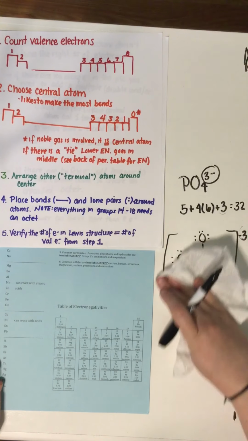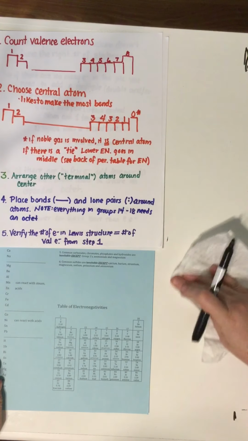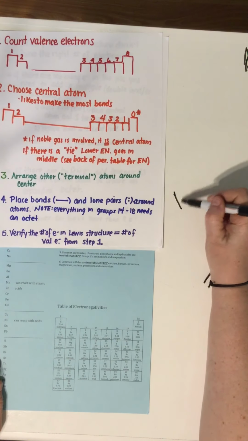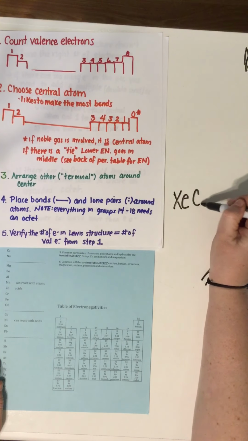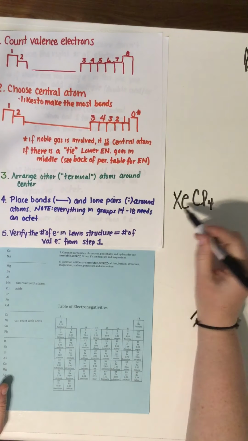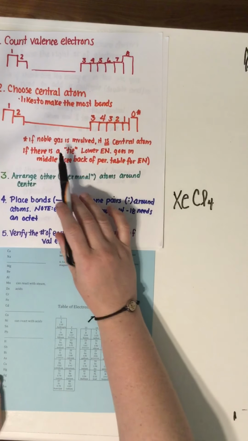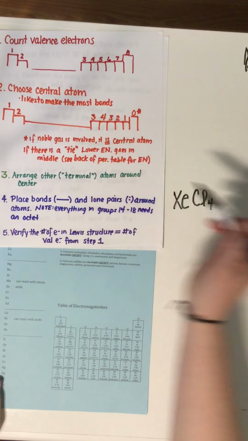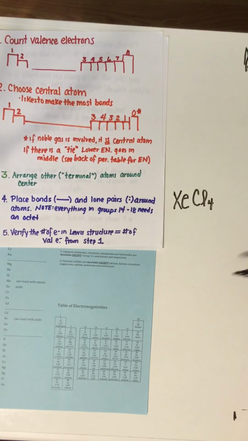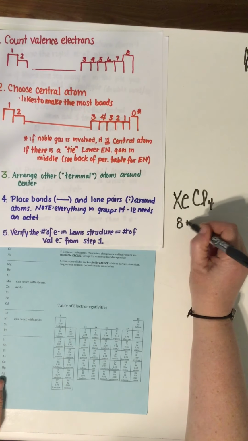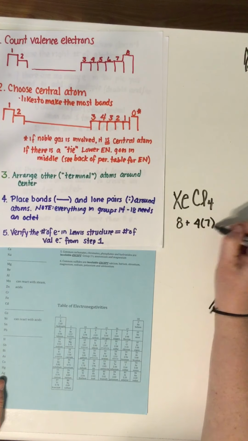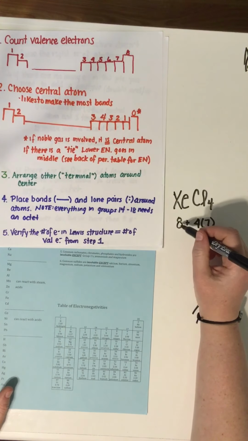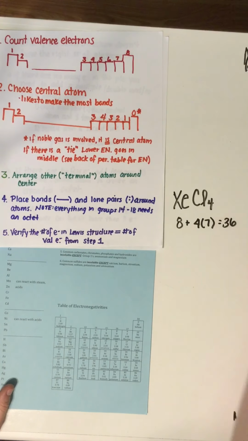The last example that I want to do with you together right now is xenon tetrachloride. And I want to do this example because it has a noble gas, which kind of takes us back to this. If a noble gas is involved, it is the central atom. Even though it doesn't like to make bonds, if we're putting it in a molecule, it gets to be in the middle. We count our valence electrons. That'd be 28, 29, 30, 31, 32, 33, 34, 35, 36.